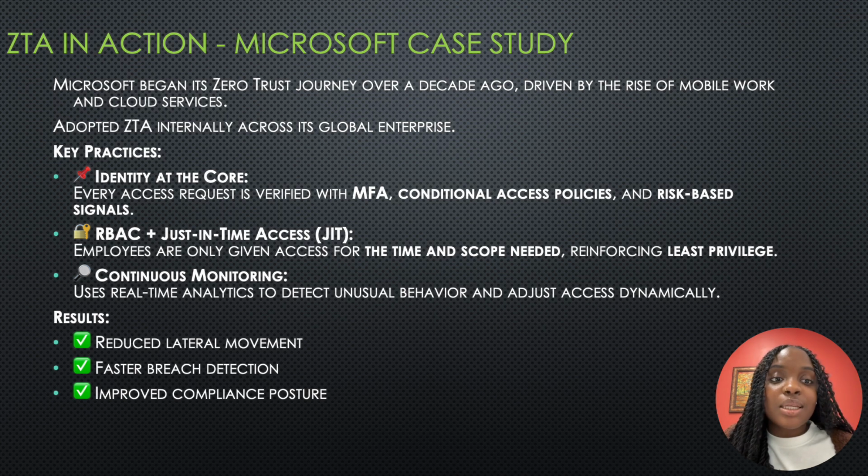The just-in-time access basically means that there are time scopes that employees have, so you can't just have access 24 hours a day. Whatever job you need to do, maybe you can do it from 8 to 9 or from 9 to 5, and then your access is done. And you're gonna have to be re-verified to be able to access that thing again.